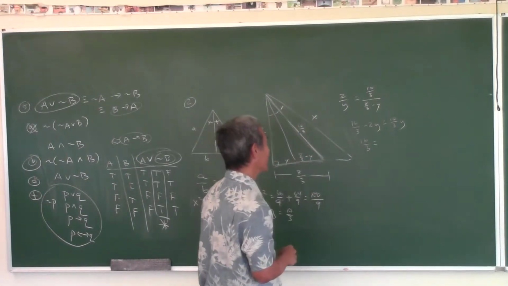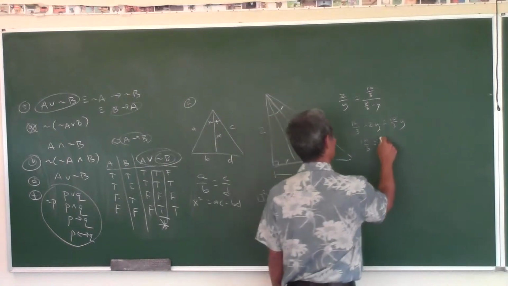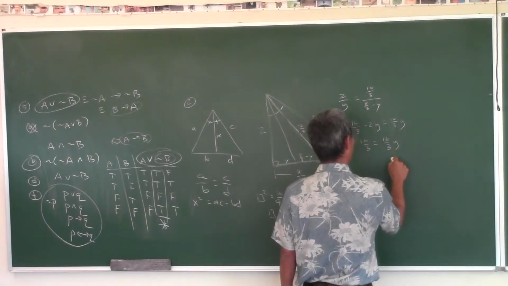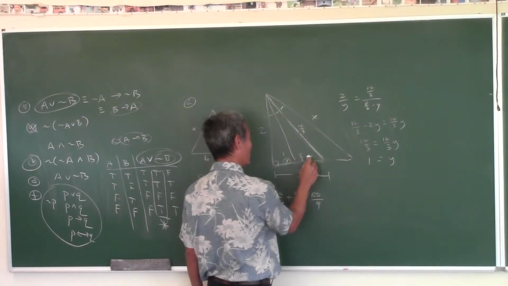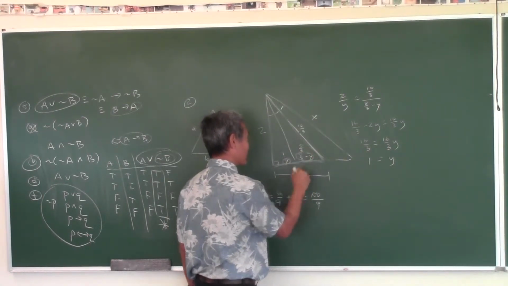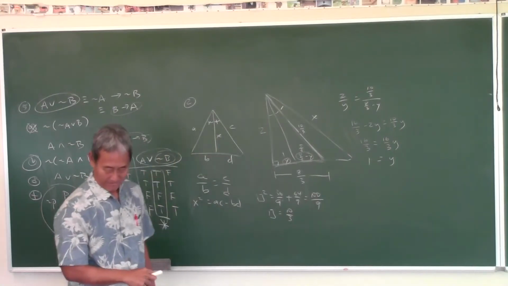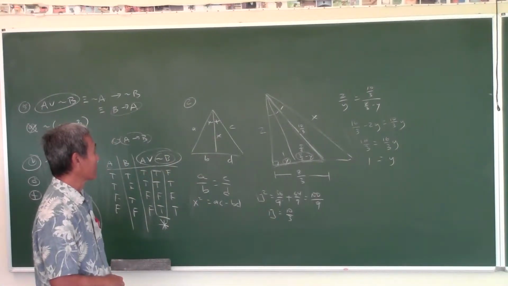If I add 2y to that, what is that? 16/3. So y equals 1? Okay, well, that means this is 1, and this is 5/3. Right there. Okay, now we've got to try to find x.